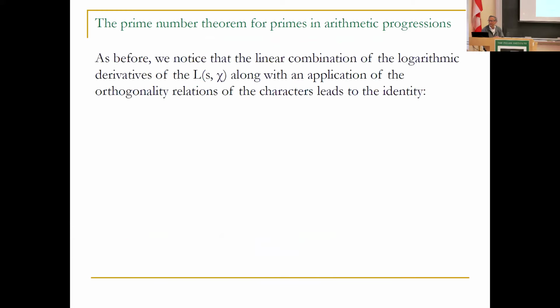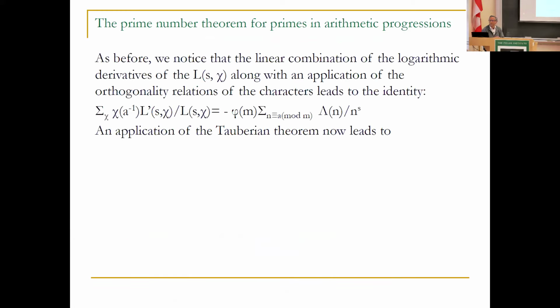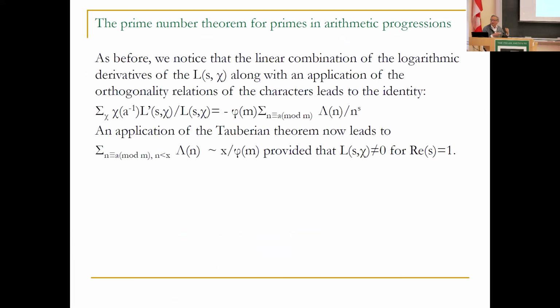So using that, you can now apply, I'm going to just flash this very quickly. You can now apply the Tauberian machine. Now that I've set up the Dirichlet series, you apply the Tauberian machine, and then you get the asymptotic formula.